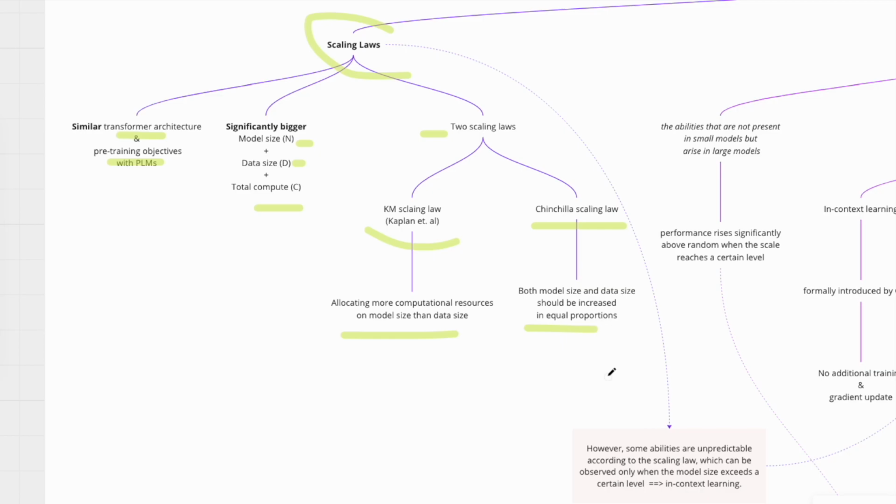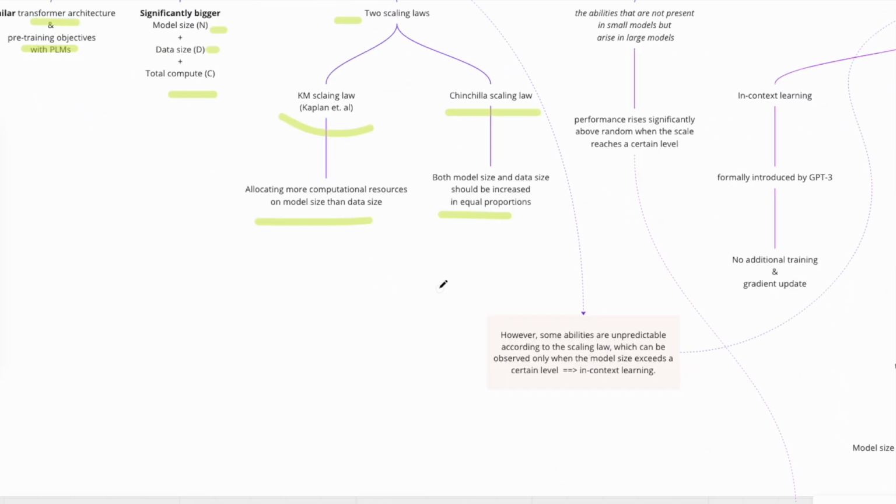And here we also have another important point. According to experimental studies, it is shown that some abilities are unpredictable according to the scaling law, and they can be observed only when the model size exceeds a certain level. We don't have a standard threshold value for all models, but this behavior was observed for different models. I will show, but firstly, let's look at those abilities.